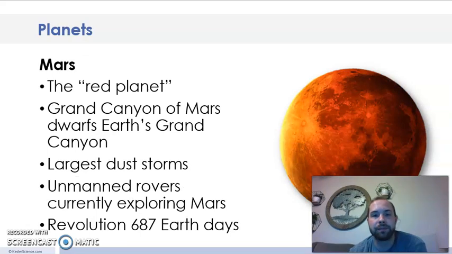All right, Mars. It's called the red planet. The Grand Canyon of Mars dwarfs Earth's Grand Canyon. That means it's really big, it's huge. It also has the largest dust storms. Unmanned rovers are currently exploring Mars, and it takes 687 days to revolve around the sun.